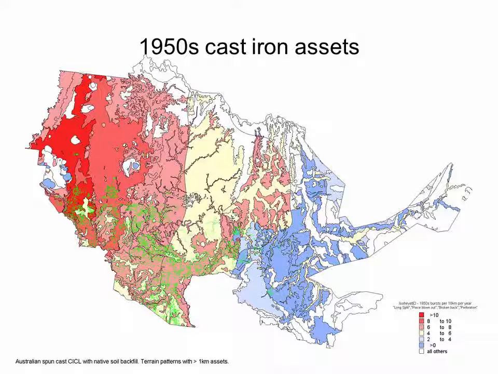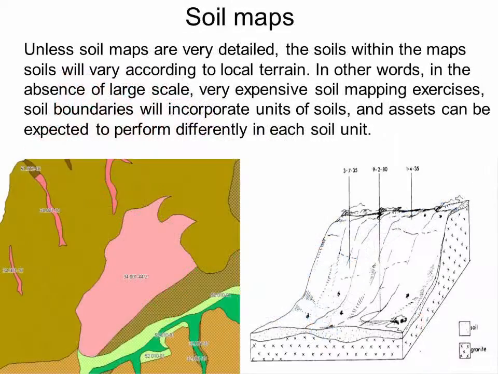The implication, of course, is that in a decade's time, 1960s assets can be expected to be performing similarly to this. Let's now talk about the nature of soil maps, because it's pretty important to understanding how all this is going to unfold. Unless soil maps are very detailed, the soils within the maps will vary according to local terrain. In other words, in the absence of a large-scale, very expensive, very detailed soil mapping exercise, soil boundaries are going to incorporate units of soil, but the problem is that assets can be expected to perform differently in each soil unit.